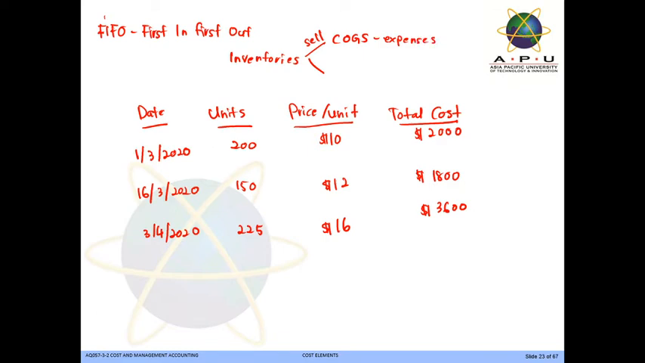So from here we minus with sales, but the inventory that we cannot sell to the customer remains in our company, in the factory or in a warehouse. So we will treat it as ending inventory, which is our asset. So this is our asset.